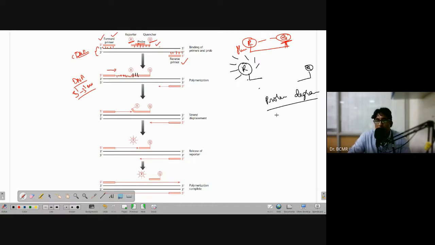Probe degradation is proportional to the forward primer extension, which is indicative of the product formation, right? That is how you can make a link. Fluorescence is proportional to the product, and then you can estimate it after each round of RT-PCR. I hope you understood that.